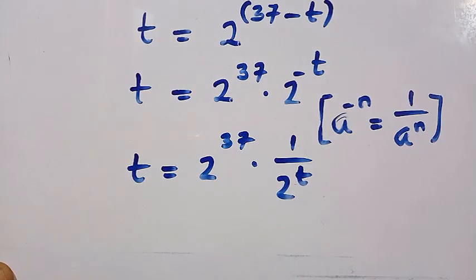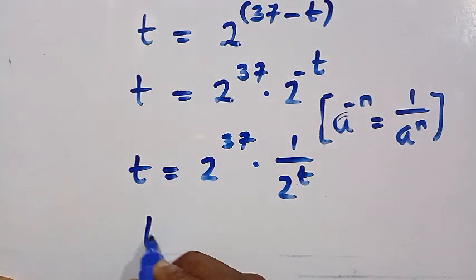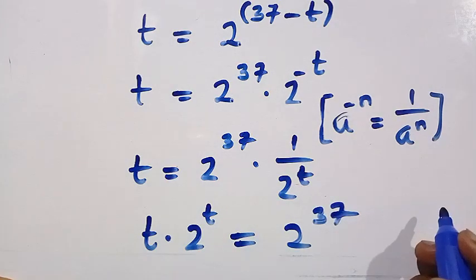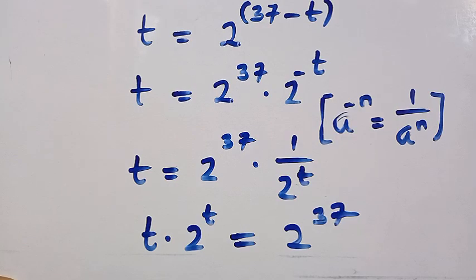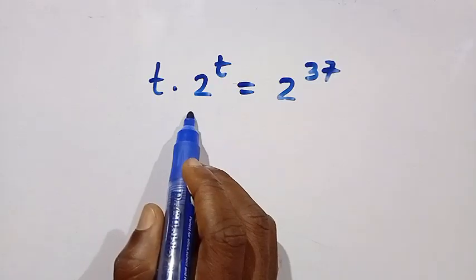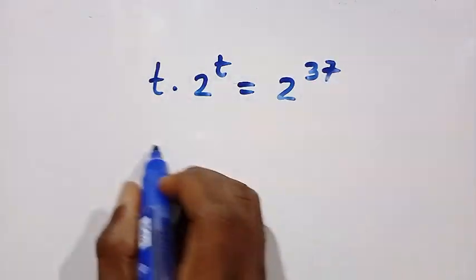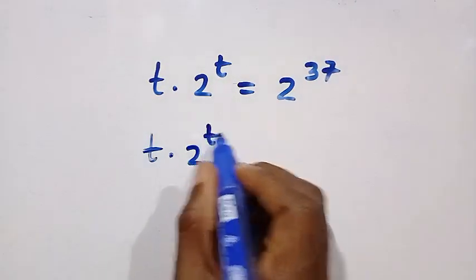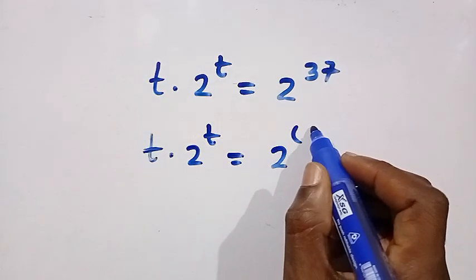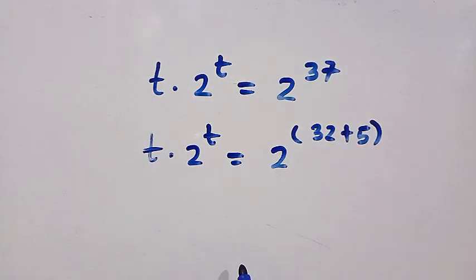Then by cross multiplying, we multiply 2^t with t, and this becomes t multiplied by 2^t = 2^37. We can break 37 as the sum of, let's say, 32 plus 5. 32 plus 5 gives us 37.